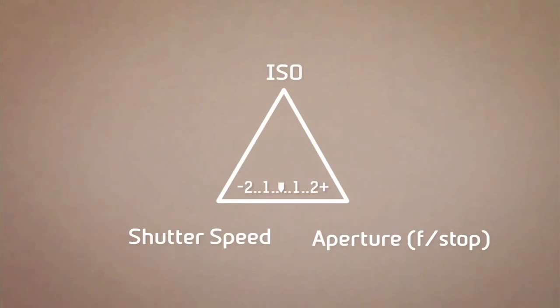Now, going back to the exposure triangle, don't forget that the aperture-shutter speed combination is also linked to ISO. So if you can't achieve the aperture or shutter speed you're after for the effect you want, then changing your ISO will shift the range of combinations you can use.